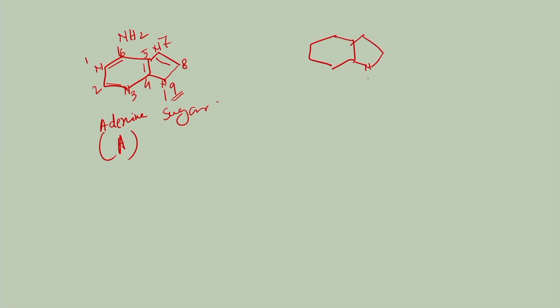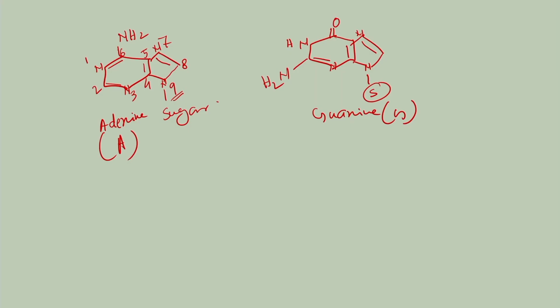N, sugar, writing S for sugar, then a double bond, there is N here. So, it has to be NH, there is another N, there is an amine here, that has to be a double bond. So, this is guanine, represented by G.